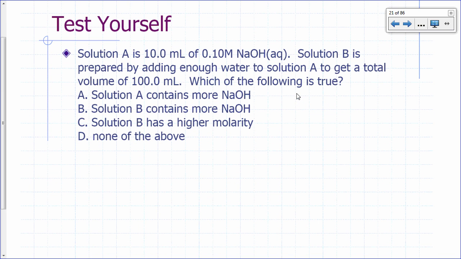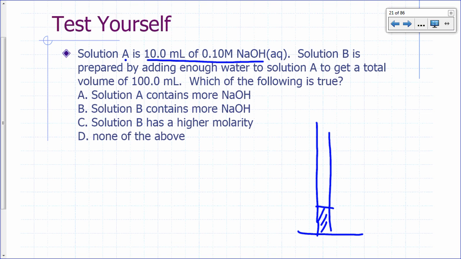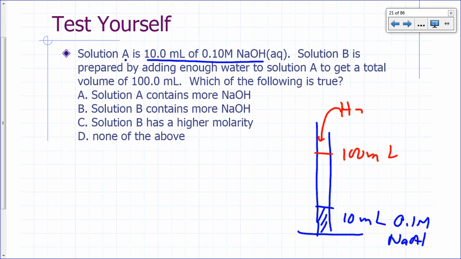So here's an example. Solution A is 10 mils of 0.1 molar sodium hydroxide. So let's say you have, here's a graduated cylinder, you have 10 mils of 0.1 molar sodium hydroxide. And to that, you prepare solution B by adding enough water to bring it to 100 mils to get solution B. Which of the following is true?